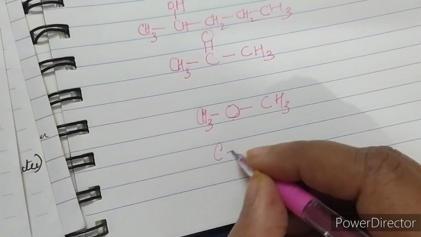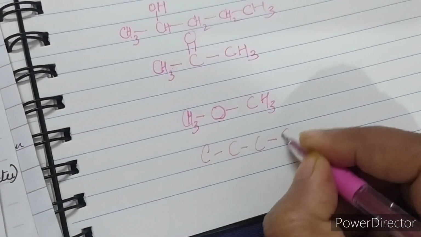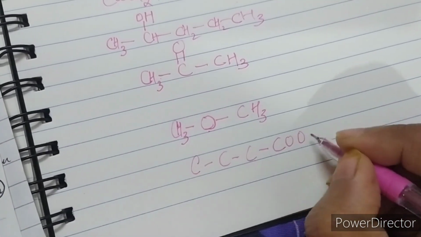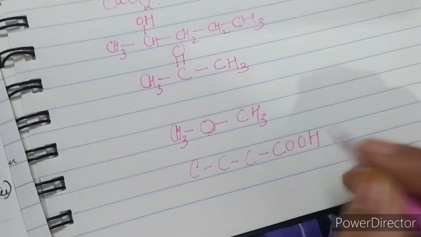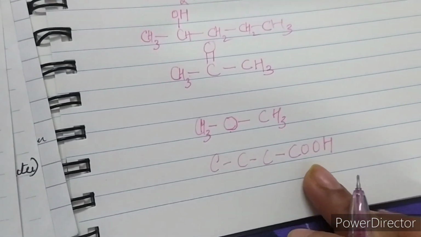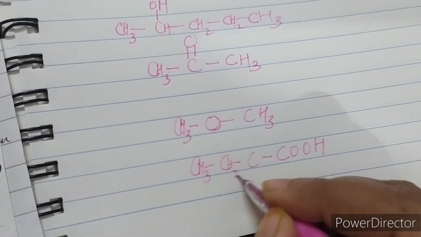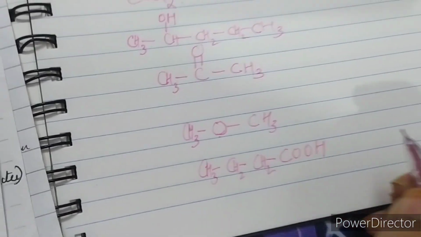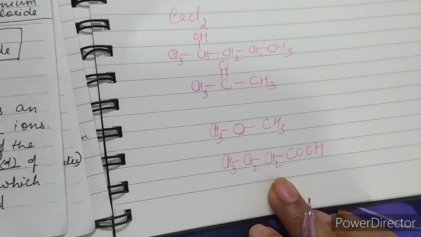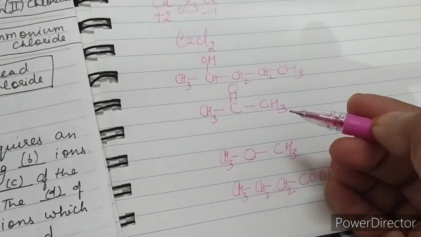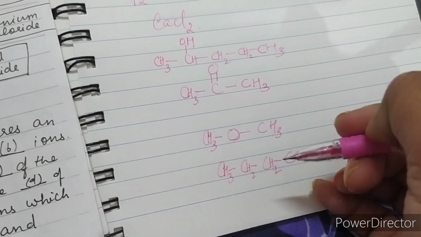Butanoic acid, 4 carbon atoms, root word is butane, so you have to draw 4 carbon atoms, and the last one we will make as butanoic acid. COOH corresponds to the suffix butanoic acid, and the rest of the carbon atoms you have to balance with hydrogen. You can either draw the condensed structure or you can also draw the open branched structure, as you wish. Both are correct.